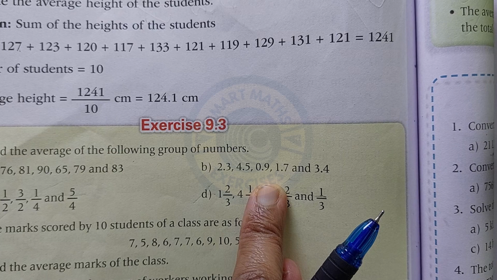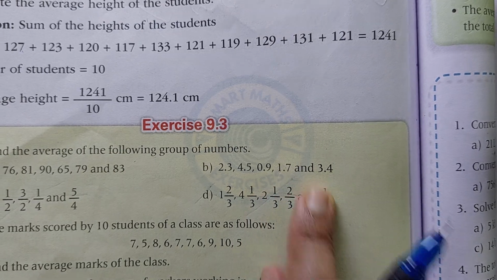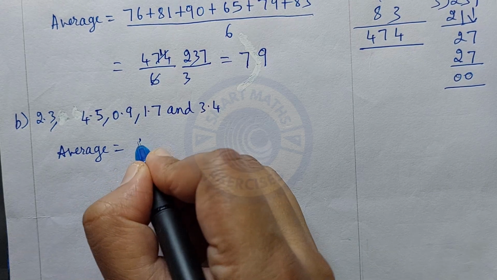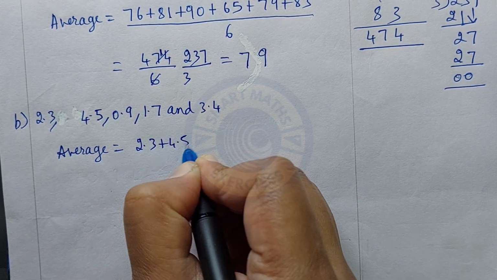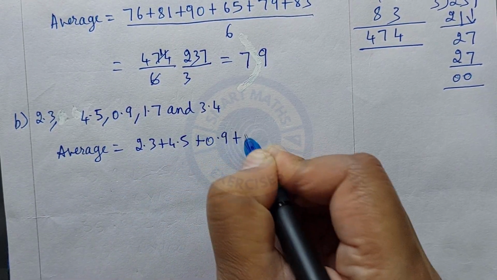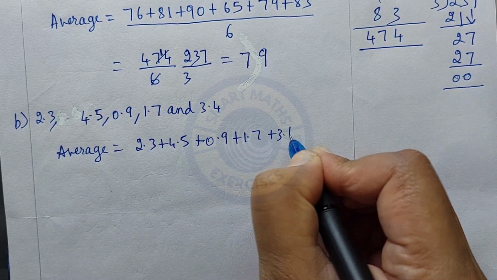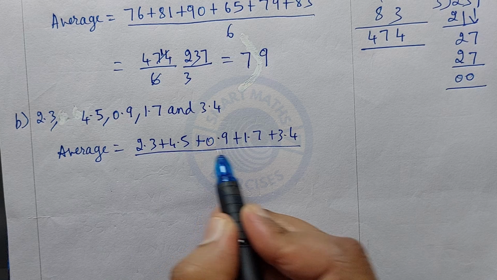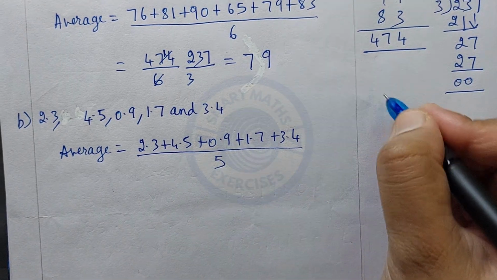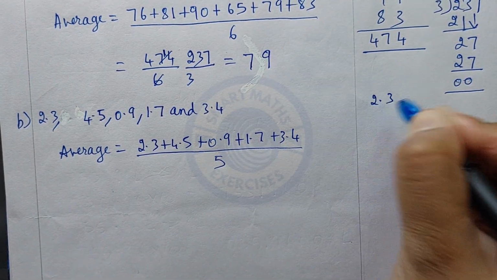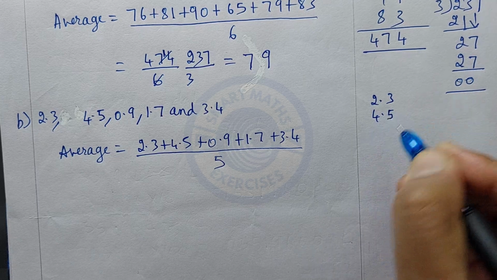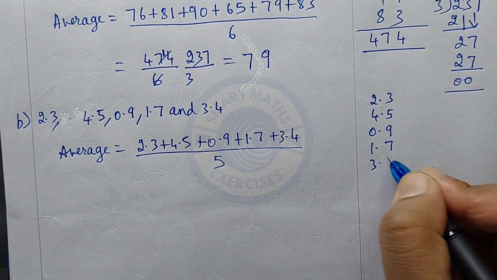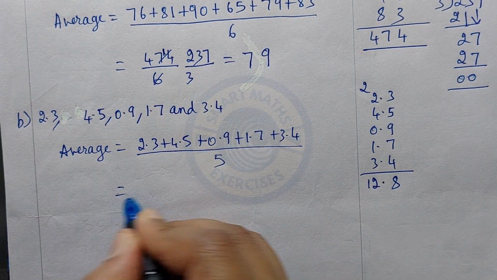Next question. 2.3, 4.5, 0.9, 1.7 and 3.4. Let's find the average. Average equals 2.3 plus 4.5 plus 0.9 plus 1.7 plus 3.4 divided by the number of quantities, 1, 2, 3, 4, 5. Add all of these: 2.3, 4.5, 0.9, 1.7, 3.4, 12.8.